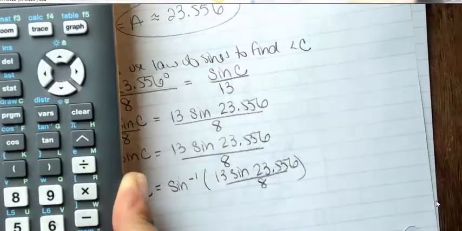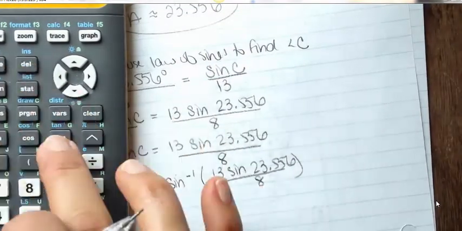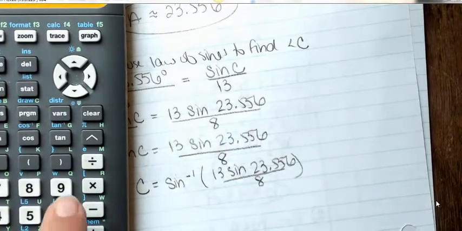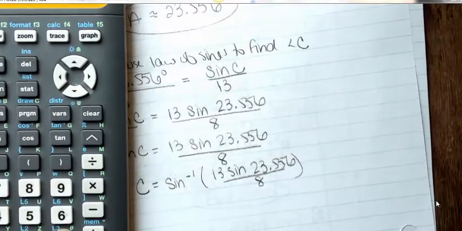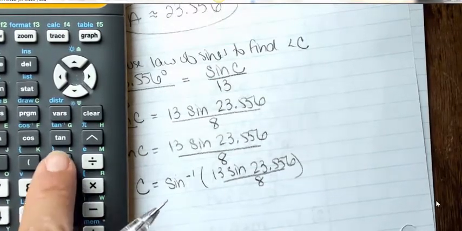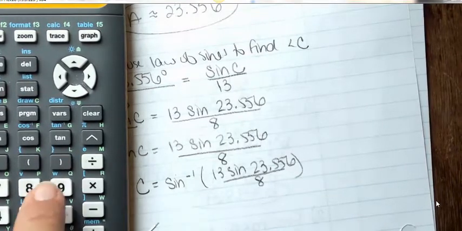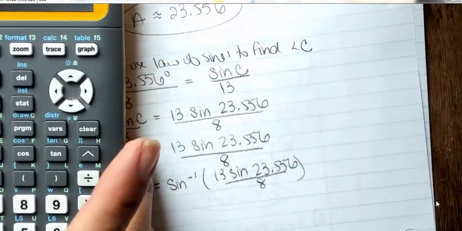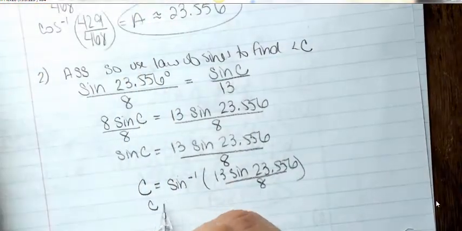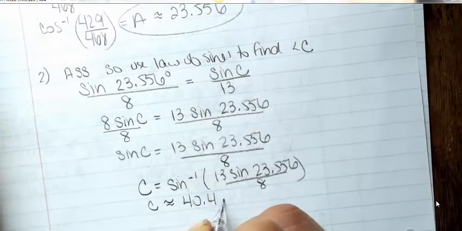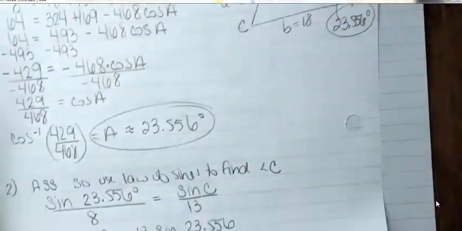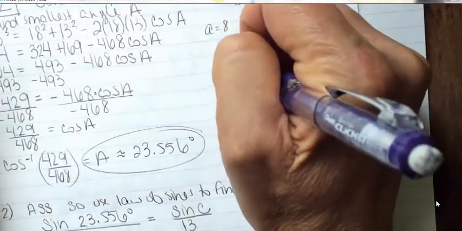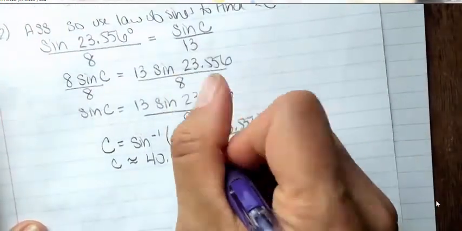Okay, and then I'm going to just punch that into my calculator. So we'll do sine inverse of, oops, the whole numerator. I'm going to put in, so 13 sine of 23.556. All of that divided by 8. And I get C equals 40.498. So C is approximately 40.498. I should put degrees.